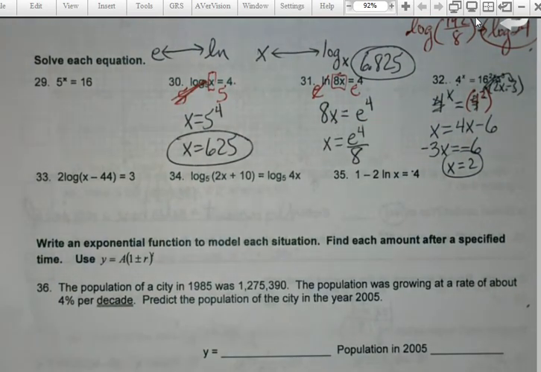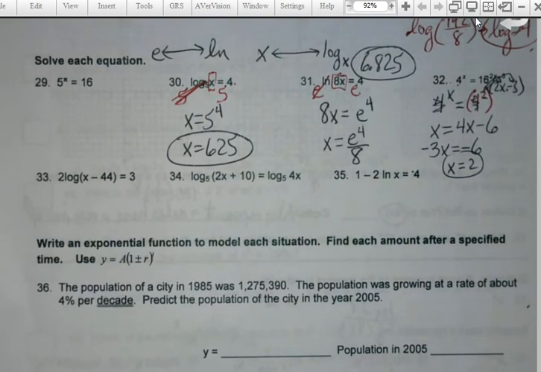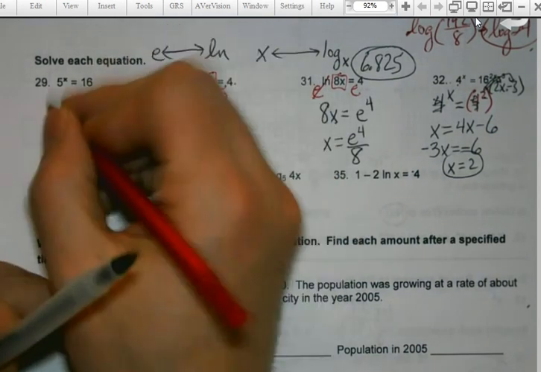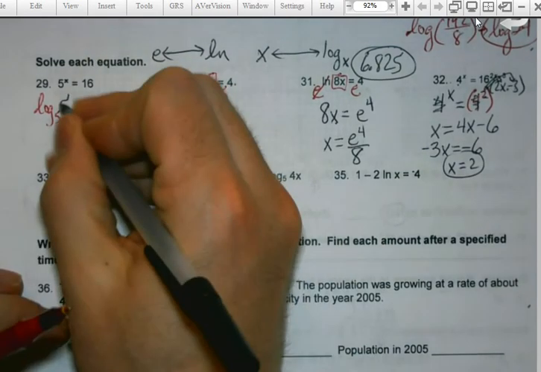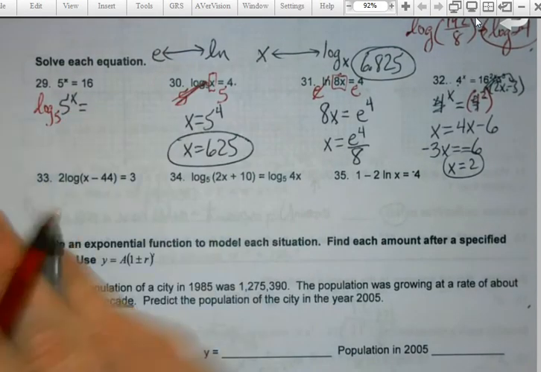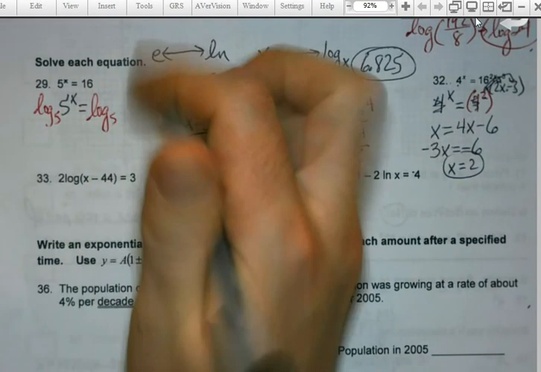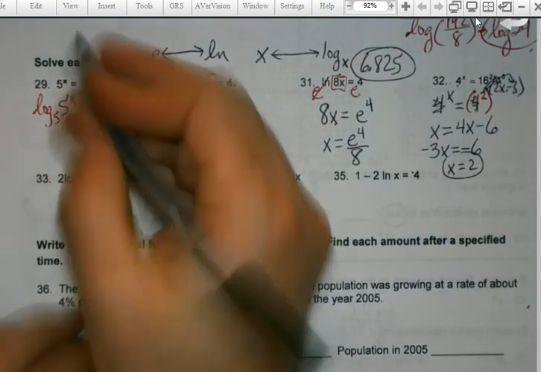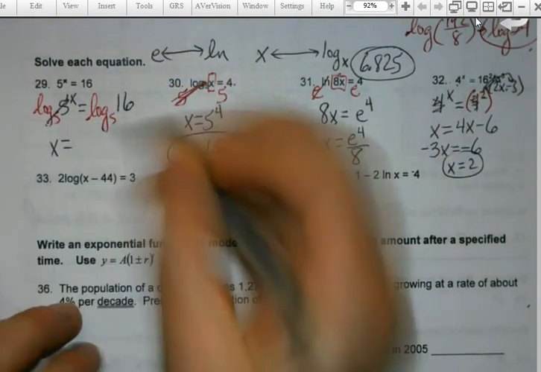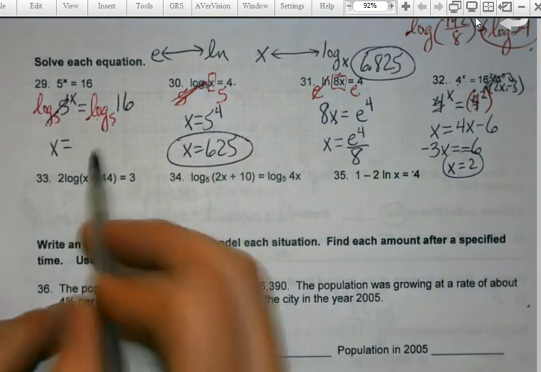That's different than, let's say, 29, where you see that that's the base 5, so I'd use a log of that same base. That doesn't turn them into exponents. But I have to do to one side what I do to both. So if I do log 5 here, I have to do it here as well. And then I can just use change of base. So log of 16 divided by log of 5.